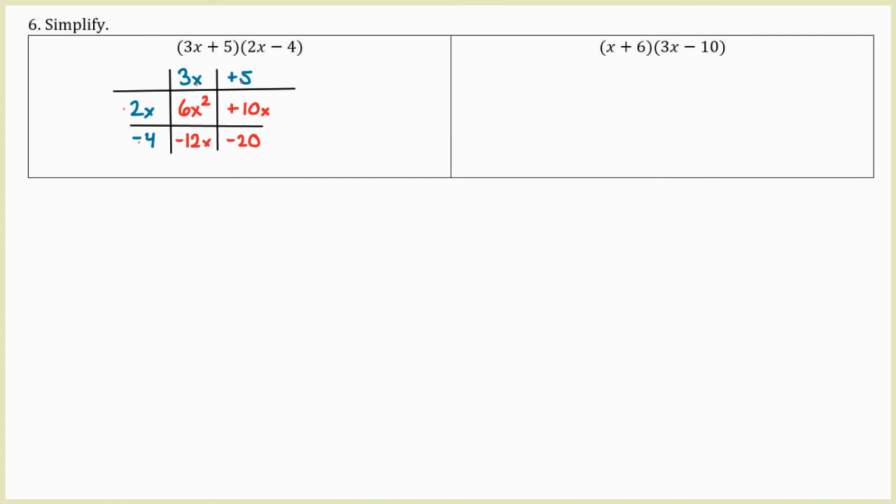Let's go ahead and collect like terms now. 6x squared has nobody to collect with. Negative 12 and a positive 10 is then negative 2x. And then finally, negative 20.